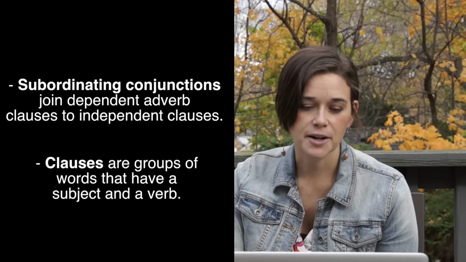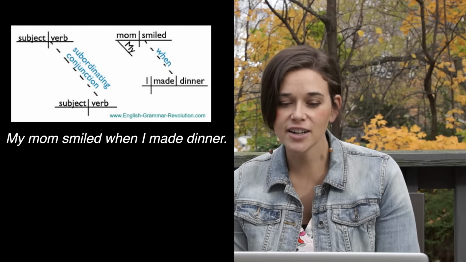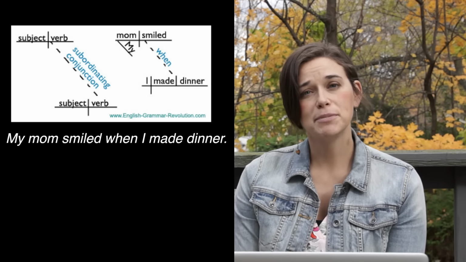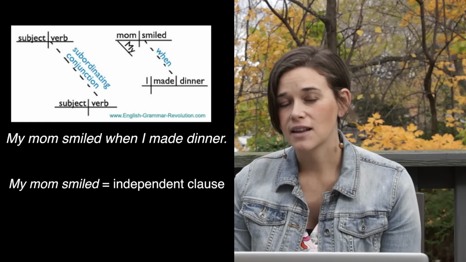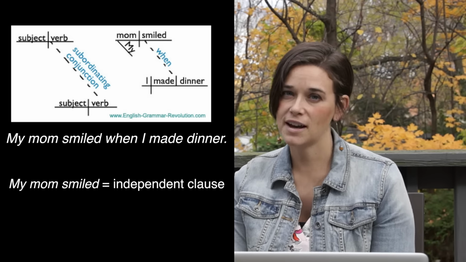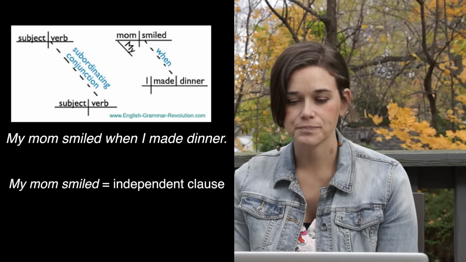Let's look at a sentence here. My mom smiled when I made dinner. Here is a diagram of that sentence. You can see at the top it says, my mom smiled. Now that is an independent clause. It has a subject, mom, it has a verb, smiled, and it can stand alone as a complete thought.